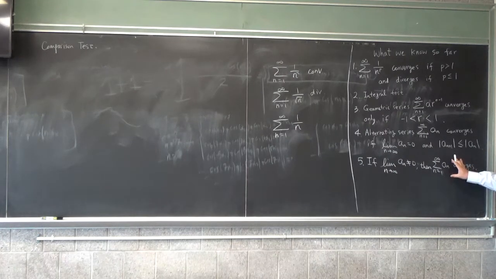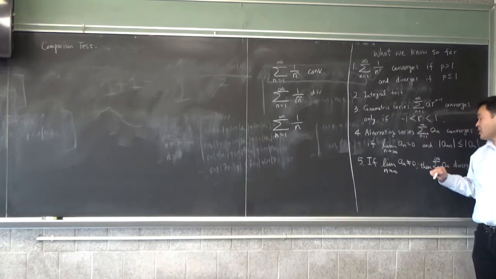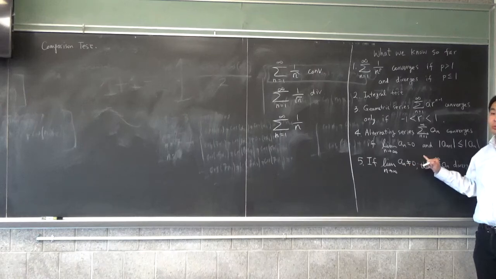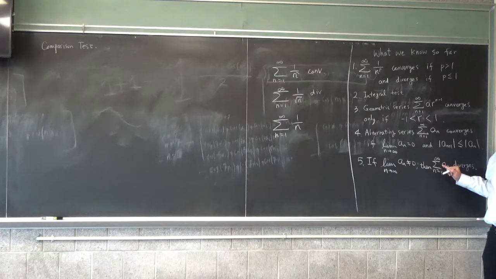This last one's called the nth term test, or test for divergence. I tend to like the word test for divergence because this test can only be used for testing whether something diverges. You can't use it for converging tests. So back to here. What this is saying is that if the limit of the individual sequence goes to 0, then you don't know if the summation will diverge or converge.